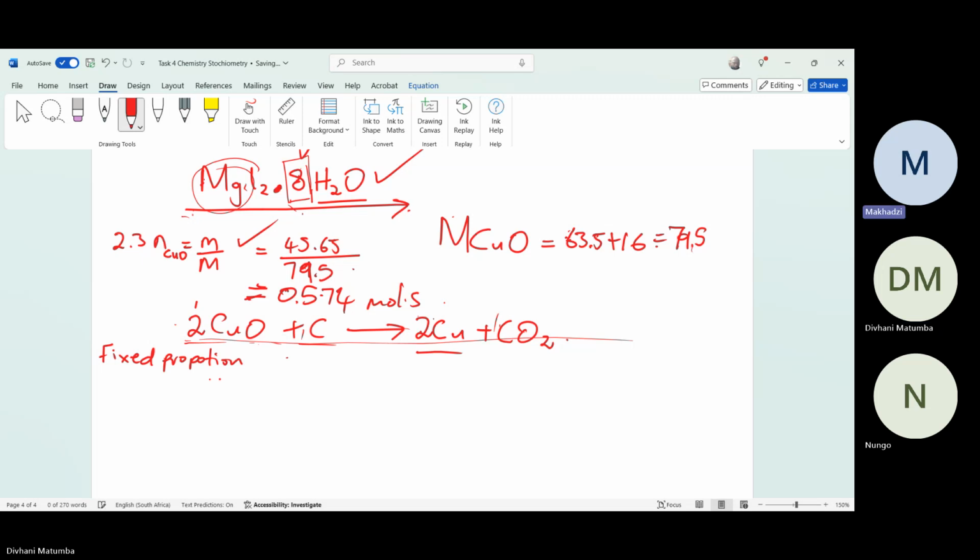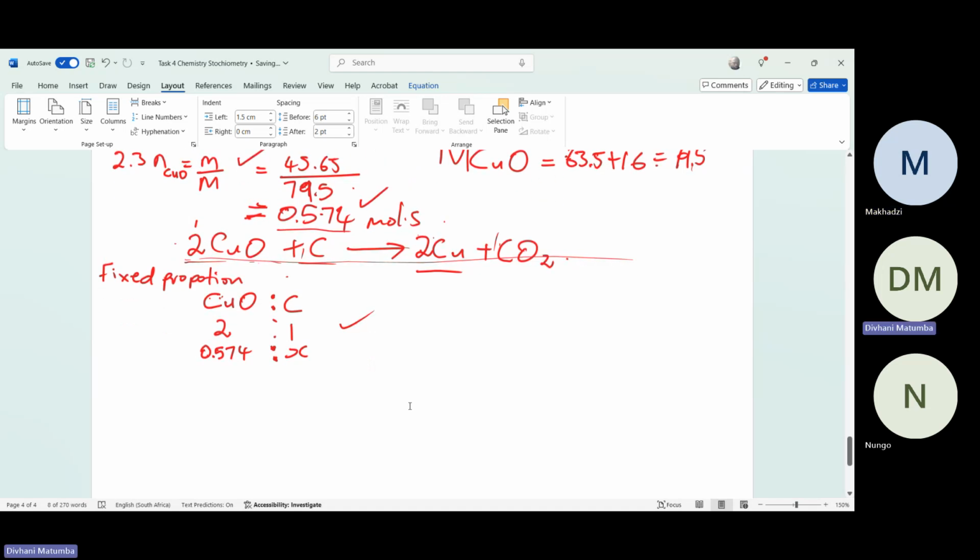So I think we're going to say CuO is to C. Perfect. And then we're going to say 2 is to 1. And then, okay, I'm not sure. But you have calculated the number of moles. What does that number represent? It represents CuO. So under CuO we are going to write 0.574. Exactly. Is to what? Is to X. Yeah, that's perfect.